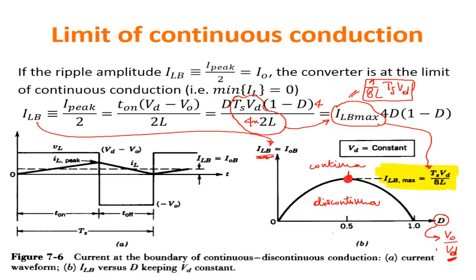Why is this useful? Because if we plot the current for which we have the limit of continuous conduction, so the limiting current, as a function of D, this expression has its maximum when D is equal to 1/2, which means ILBmax. So it's a parabola with respect to D, and the maximum of the parabola is exactly this expression.